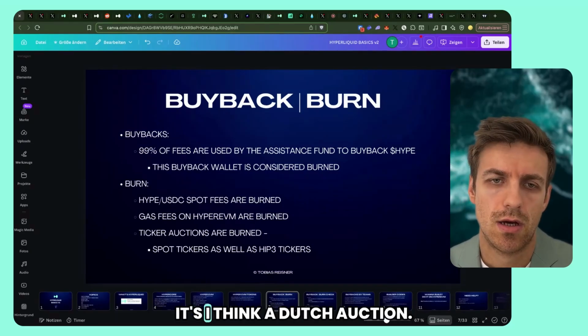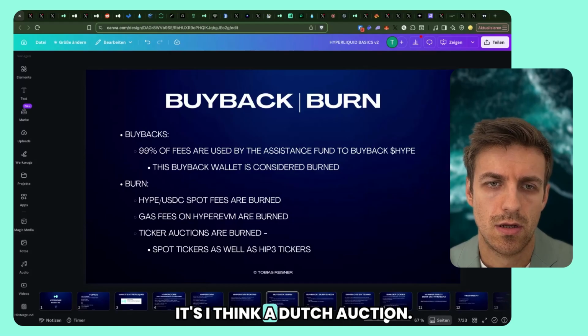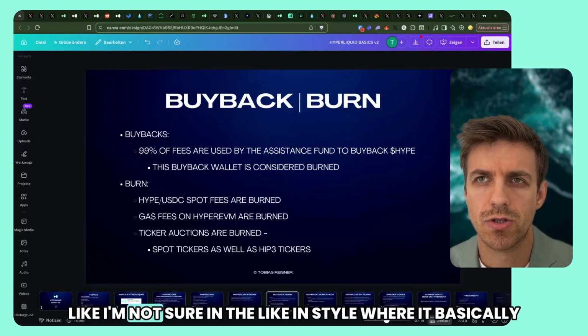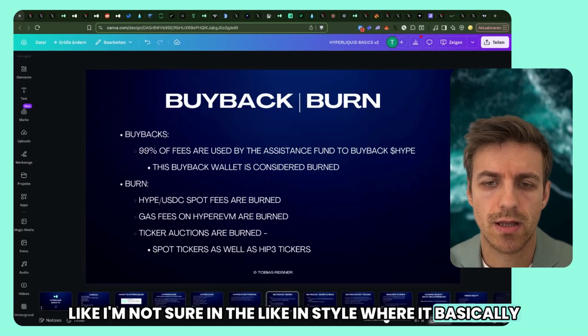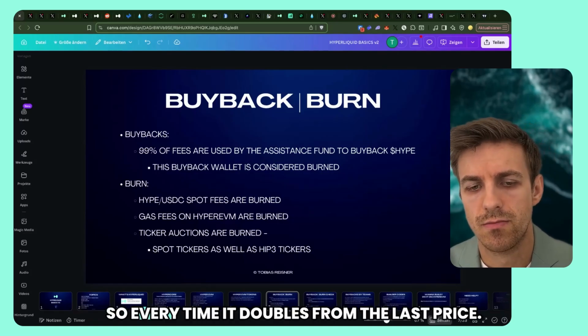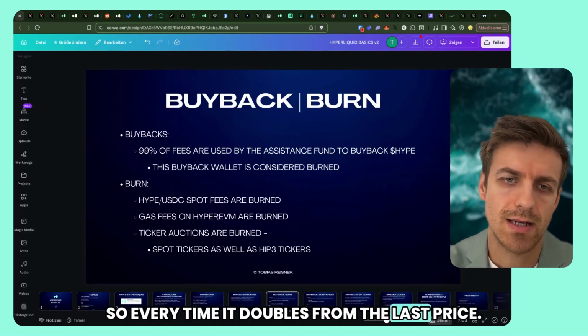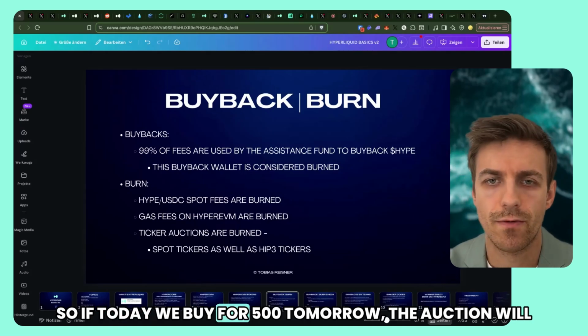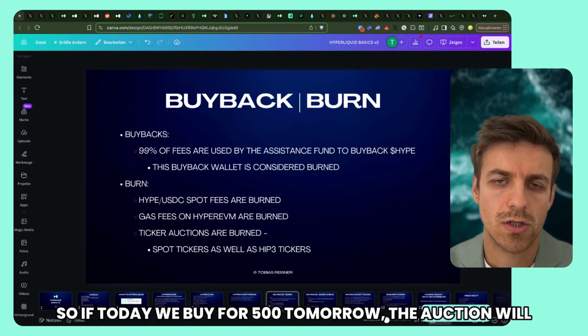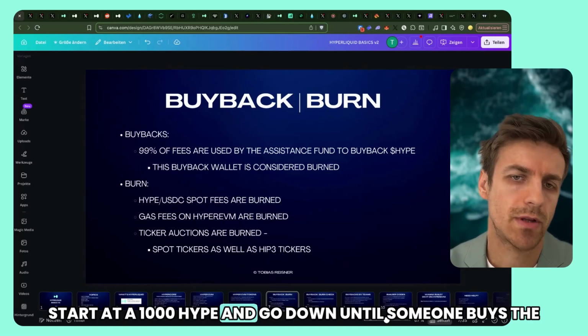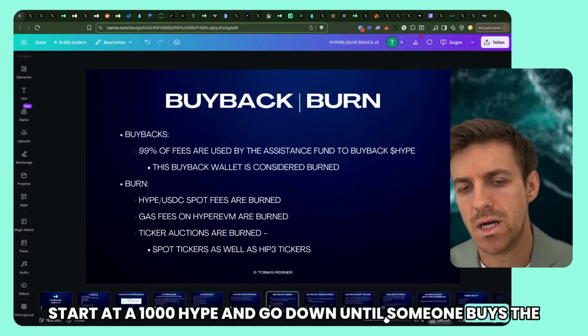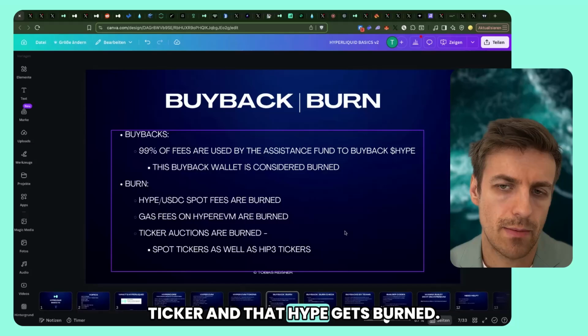So I think it's a Dutch auction, I'm not sure, in the style where it runs down. Every time it doubles from the last price. So if today we buy for 500, tomorrow the auction will start at 1,000 HYPE and go down until someone buys the ticker, and that HYPE gets burned.